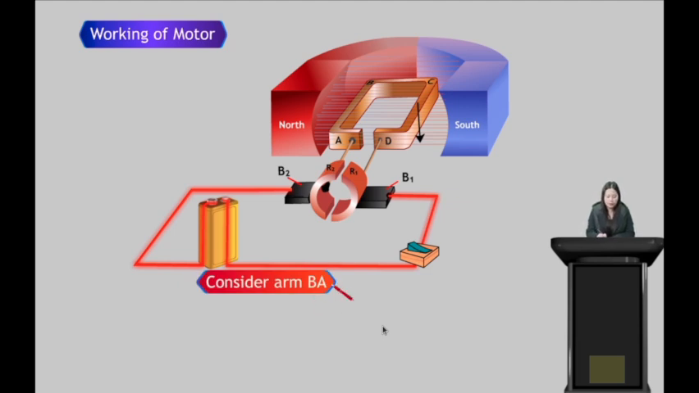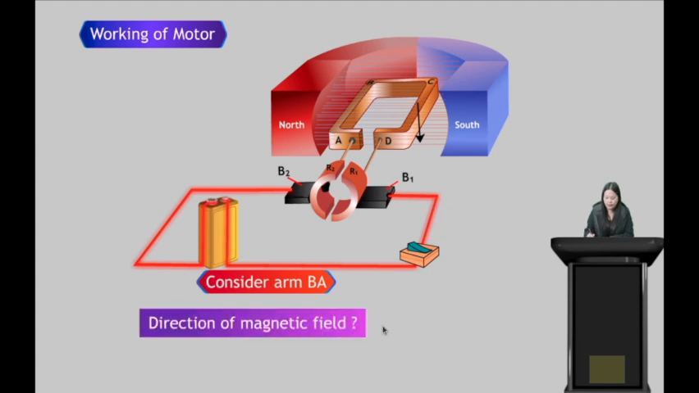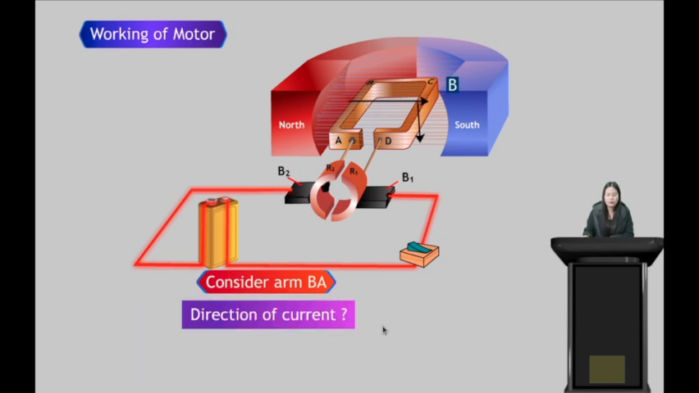Now let us consider arm BA. What is the direction of magnetic field in arm BA? The direction of magnetic field line will be the same as DC, in this direction as shown here. What will be the direction of current in arm BA? The current flows from positive end to negative end. So in DC it goes this direction, but in BA it will come in this direction, as shown.